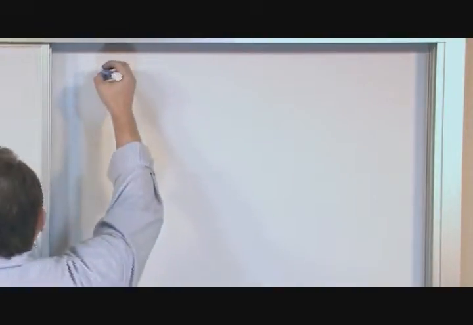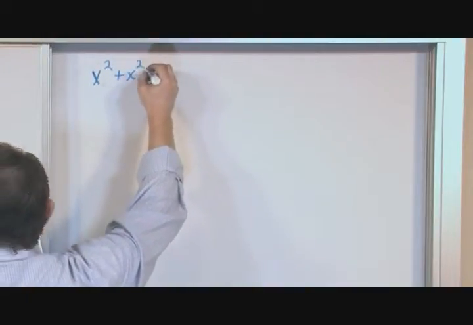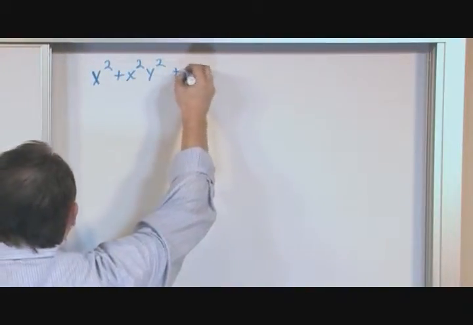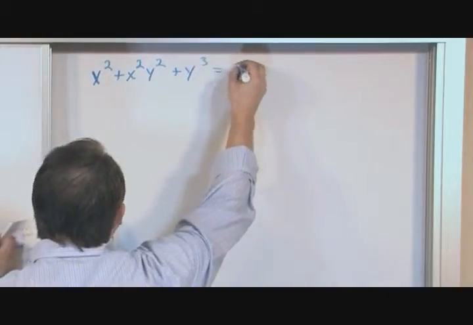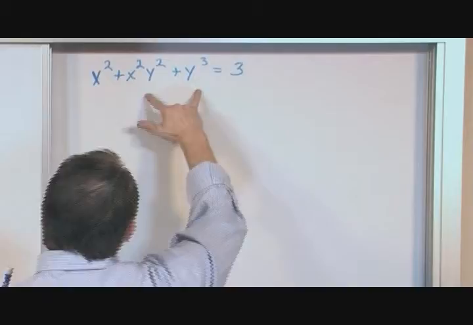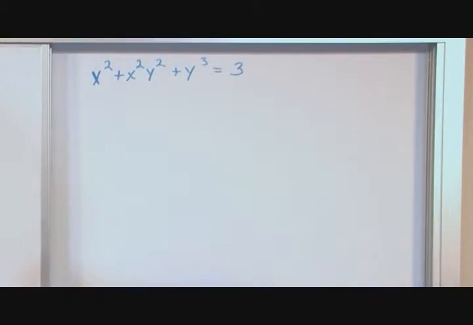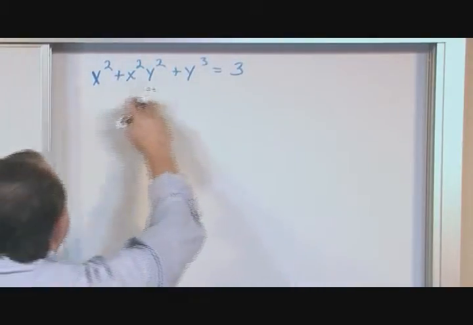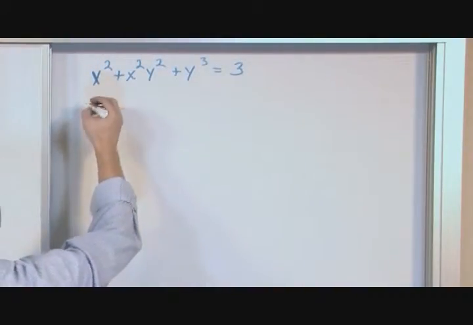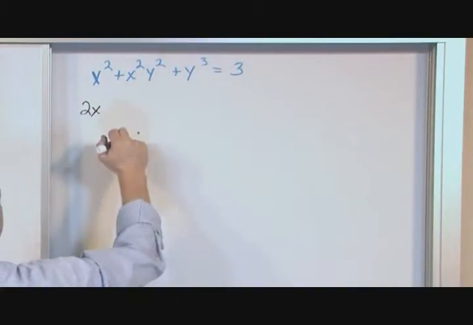Okay, our next problem is, what if we have x squared plus x squared y squared plus y cubed equal to 3? We can't really solve for y easily because it's wrapped up with these exponents in two different places. So we'll use implicit differentiation. We'll go term by term. On the left-hand side, take the derivative of x squared. We're just simply going to get 2x. That's just like before, so we don't do anything different.